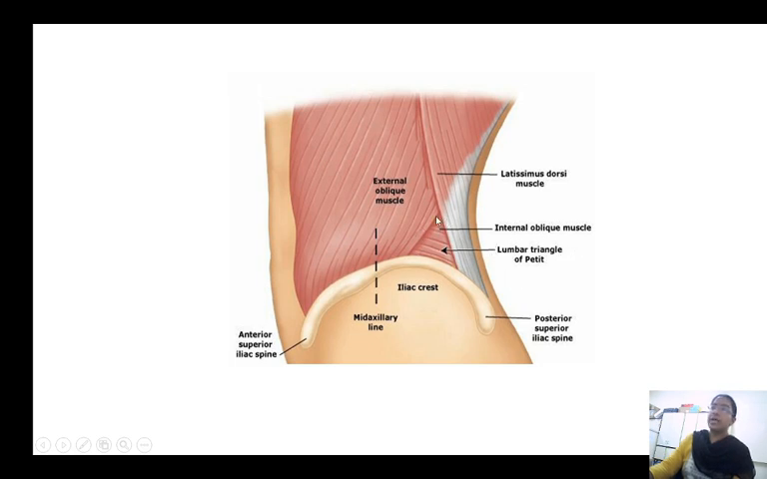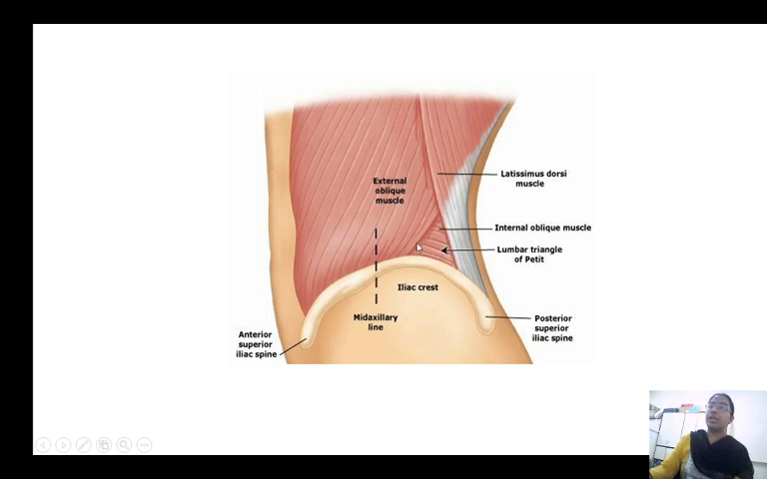The lumbar triangle is bounded in front by the posterior border of the external oblique, behind by the anterior border of the latissimus dorsi muscle, and below by the iliac crest. This triangle is called the lumbar triangle or Petit triangle, and the floor of this triangle is formed by the internal oblique muscle. So this is a weak area. Normally herniation of the abdominal contents can occur, and that herniation is called Petit herniation at this part.